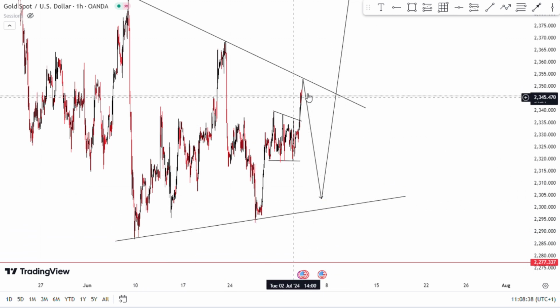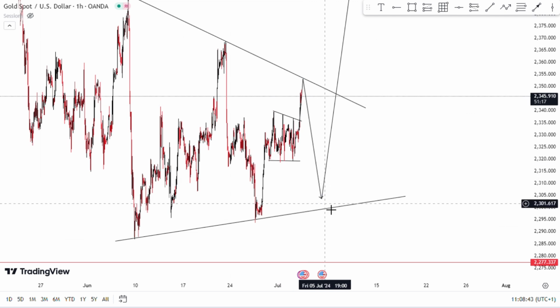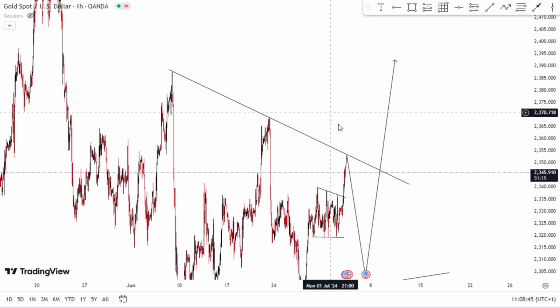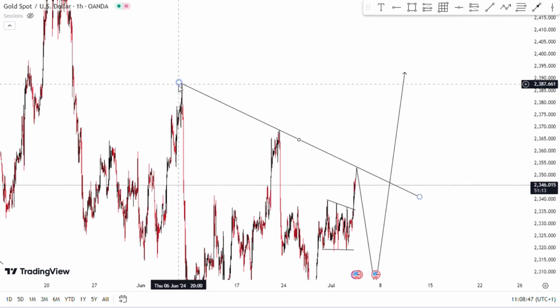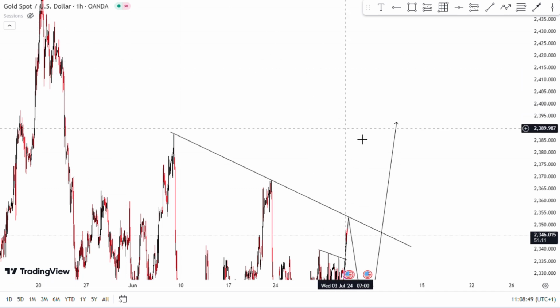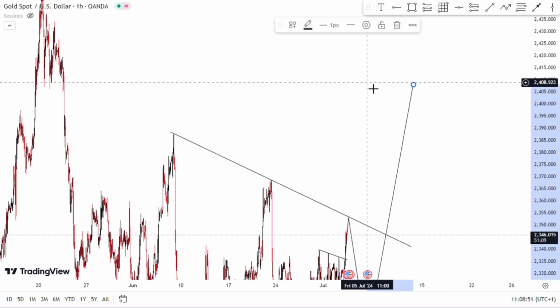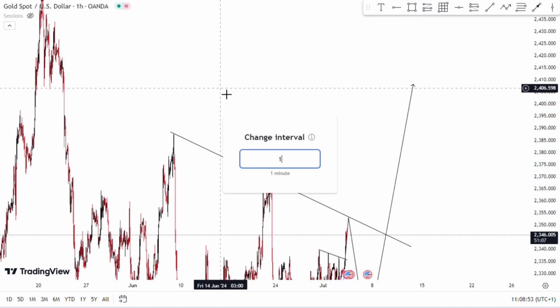So I'm expecting price to come all the way down after getting to this particular area. Then once price gets to this particular area, price will take out all this high, and then probably get into what order block. I'll discuss this particular order block. So let's just go back to the daily time frame. Let me show you.